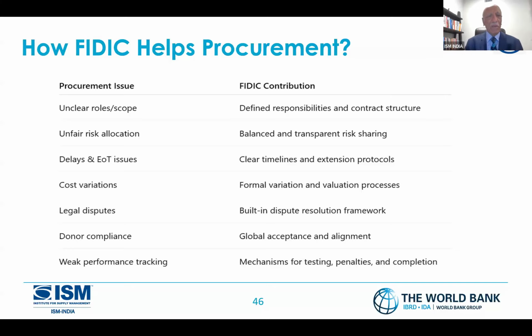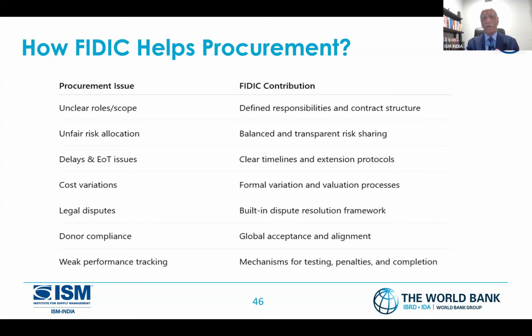Under risk allocation, unfair risk allocation is a problem if it's not there, but FIDIC gives you a balanced risk allocation. Delays, things are getting delayed. You want extension of time for whatever reasons, so it gives you clear timelines, when and how. Cost variation, cost goes up and down, could be because of currency fluctuation, because of tariffs, because of many things. The world is too volatile now. It's not that stable. So there is a formal variation and valuation process.